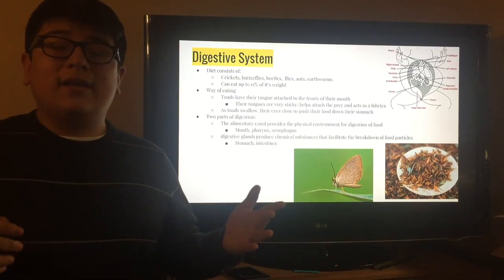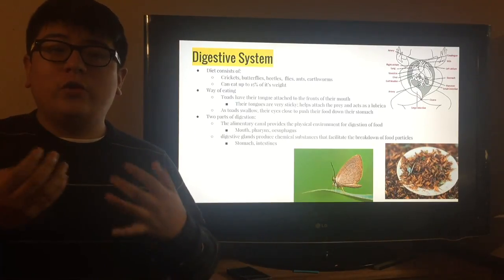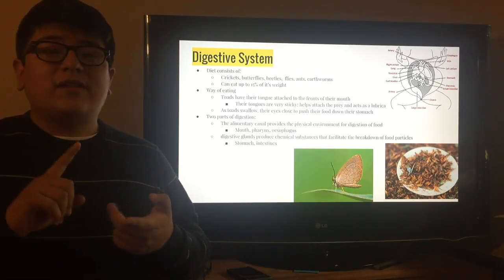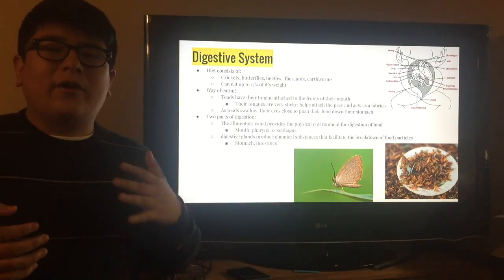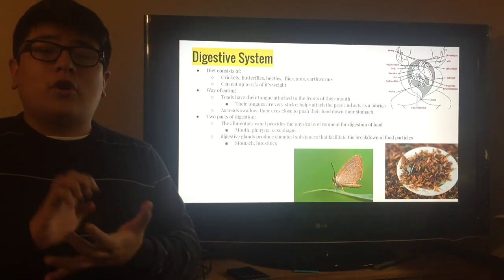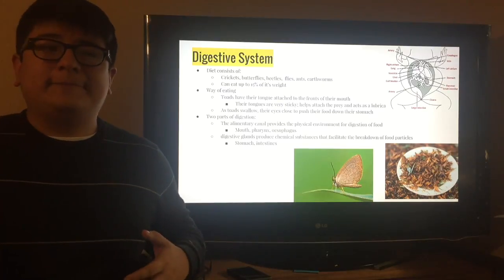So in the alimentary canal, it's the physical movement of the food through the body, which includes the mouth, the pharynx, and the esophagus. Now, the digestive glands and organs are the parts that facilitate the digestion and breakdown of food particles, which include the mouth and the intestines and other specialized organs.